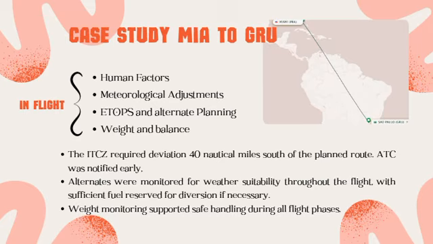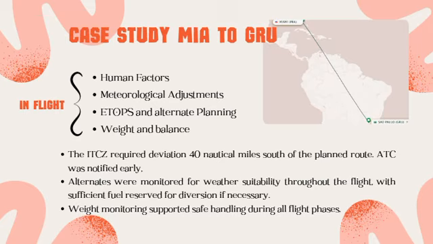Now the meteorological adjustments. The ITCZ required deviations 40 nautical miles south of the planned route. ATC was notified early, ensuring a smooth transition back to the airway. This proactive approach avoided severe turbulence and maintained passenger comfort. In-flight weather adjustments demonstrated flexibility and prioritization of safety.